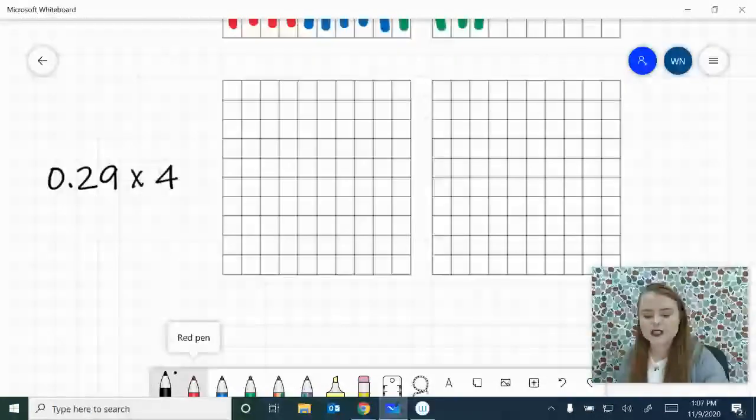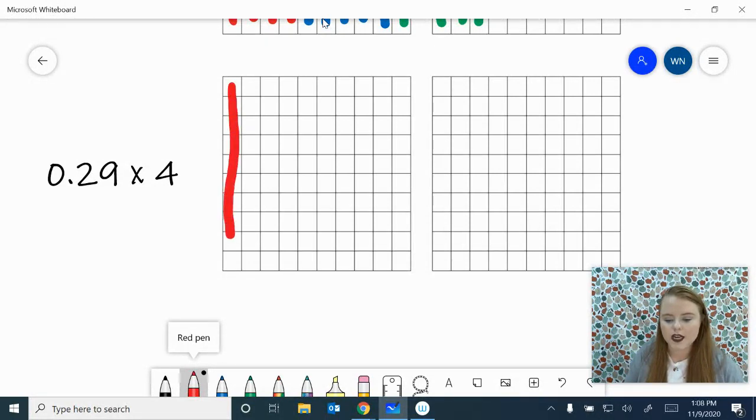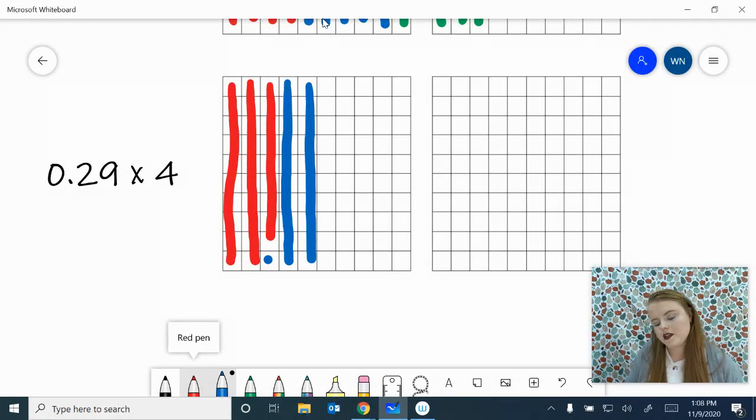Let's go ahead and look at the next one. This is going to be our last one before it's time for you to practice. 29 hundredths times 4. So we're going to do the same thing we did above. We're going to color in 29 four times. 29, that gives me 1. So 11, 21, 22, 23, 24, 25, 26, 27, 28, 29.